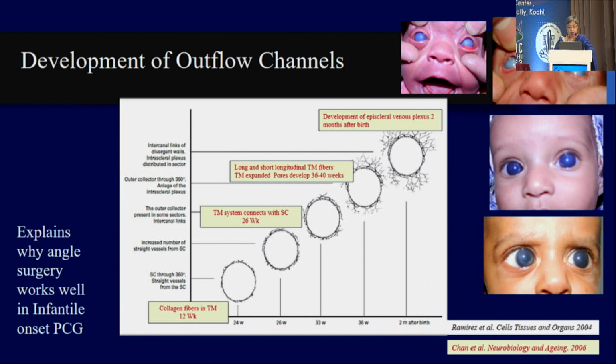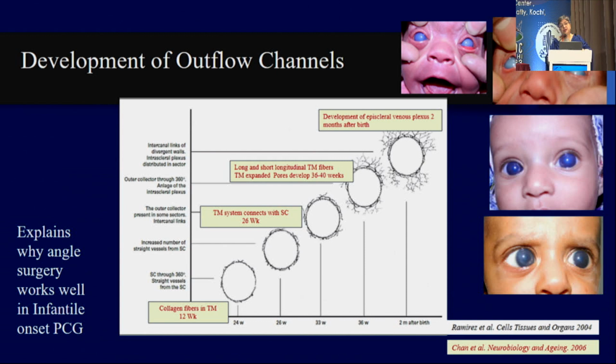The other thing to remember is there is a development of outflow channels. So it's not enough for just the trabecular meshwork. Again, if you see this, Schlemm's canal is a single lumen at about 12 weeks. And then as the baby grows in utero at 26, 33, and 36 weeks, the outflow channels are developing. And they're finally developed only 2 months after birth.